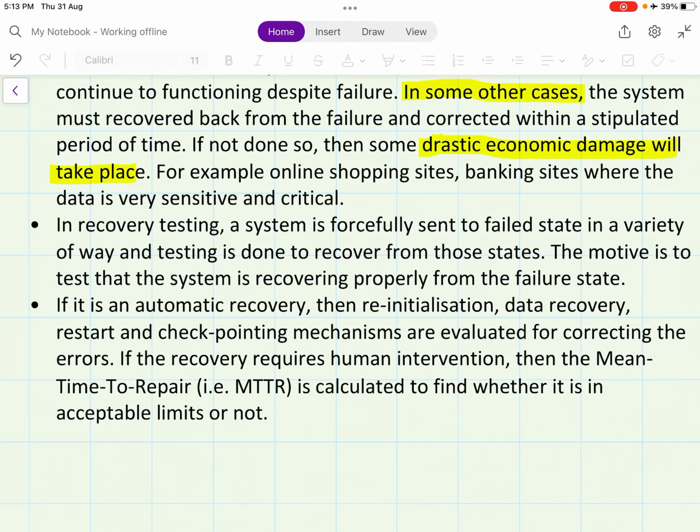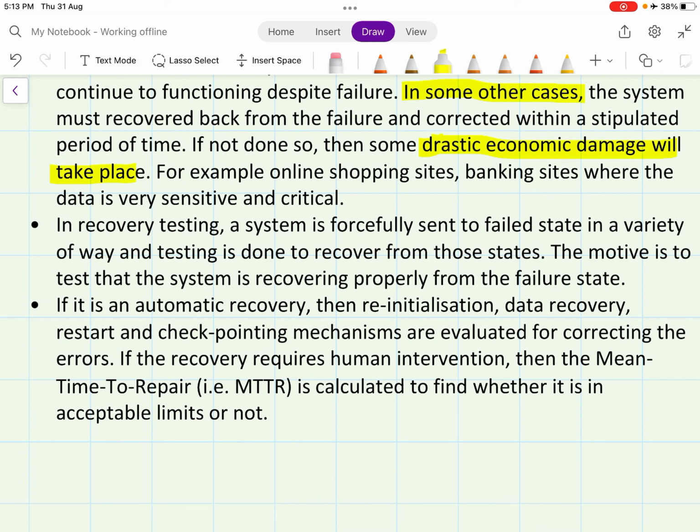In recovery testing, a system is forcefully sent to a failed state in a variety of ways, and testing is done to recover from those states. So what do you mean by recovery testing? Forcefully send the system to a failed state and try to bring it back from that failed state, and check whether it is coming back or not. What is the motive? The motive is to test whether the system is recovering properly from the failure state.